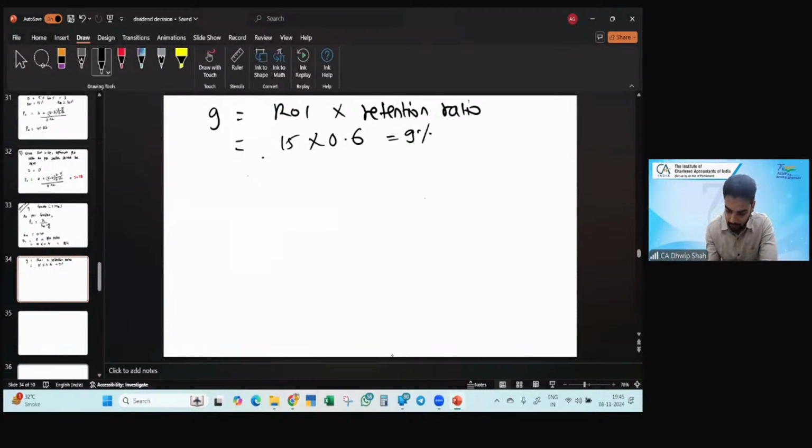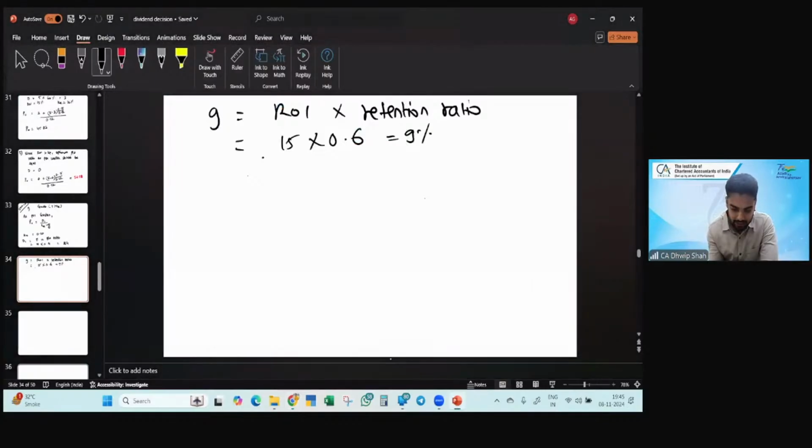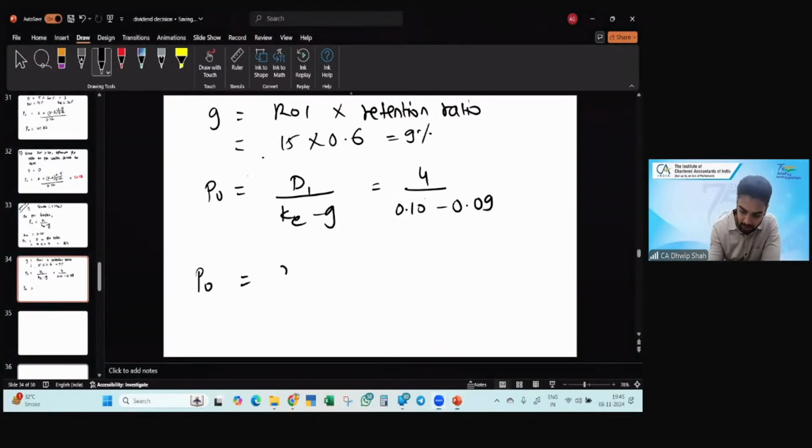Yeah, so when we are solving for the growth company, can I say I have all the variables now? I have D1, I have KE, I have G. So my price would be D1 upon KE minus G. D1 is 4, KE is 0.1, G is 0.09. How much is the price for the growth company? It is 400.